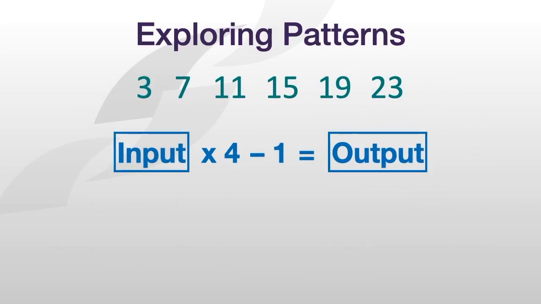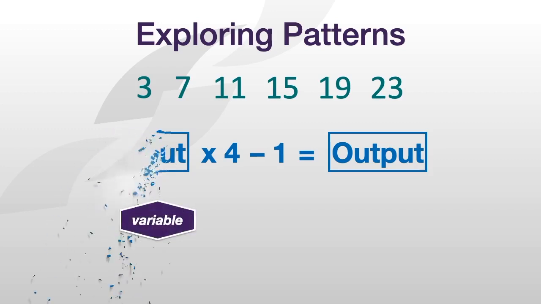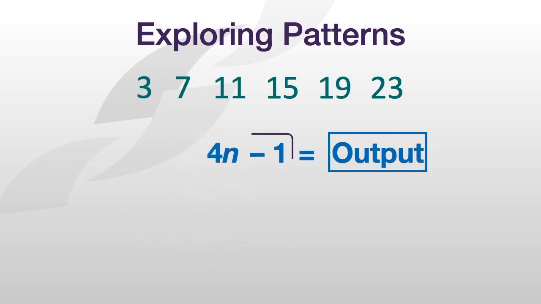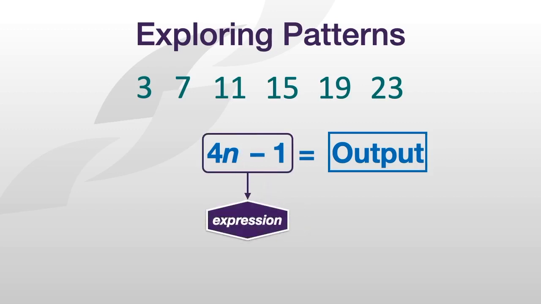In grade 6, students learn to use a variable to represent a number that can change. For example, we could use the letter n. Instead of writing n times 4, we usually write this as 4n. We use the term constant to represent this part of our rule because it is the same for every number in the pattern. Altogether, we call this an algebraic expression.